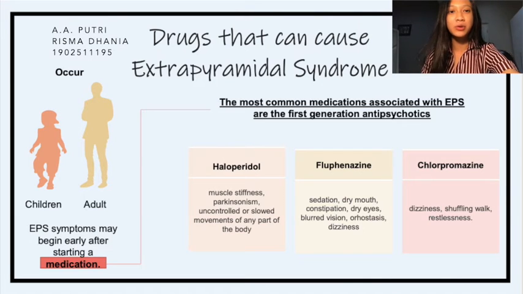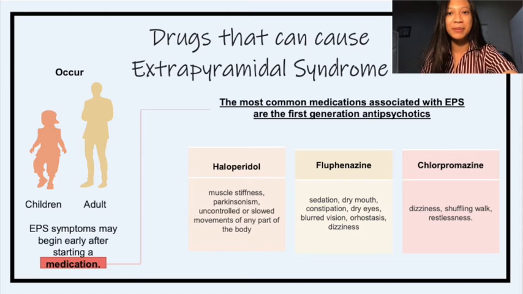I will explain about drugs that can cause extrapyramidal syndrome. Extrapyramidal syndrome, or EPS, can occur in both adults and children and may be severe. EPS symptoms may begin early after we start a medication. These kinds of symptoms are debilitating and interfere with social functioning and communication. The most common medications associated with EPS are the first generation antipsychotics such as haloperidol, fluphenazine, and chlorpromazine, which act centrally as dopamine receptor blocking agents.